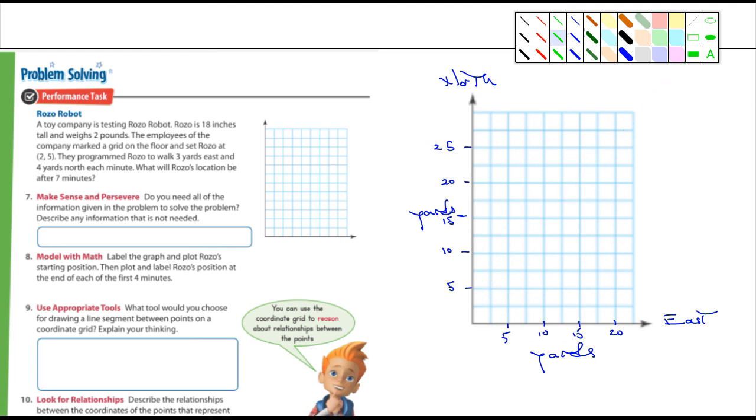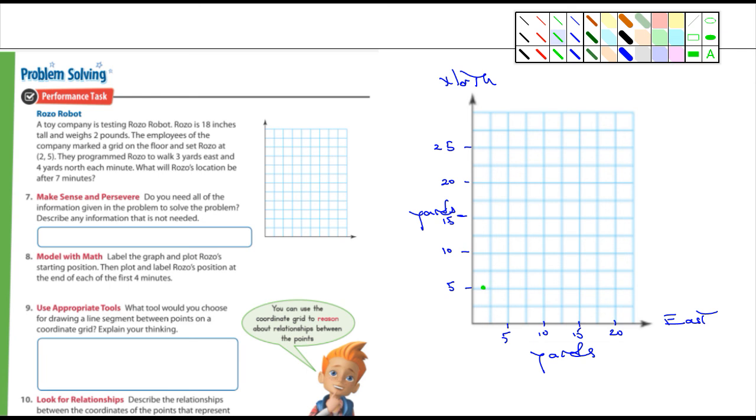So sometimes you have to look at these and think about how far something is moving on a particular graph, and that'll help you determine the increments that you use on the X and Y values. So 5 yards makes the most sense. So they set him at 2, 5. Well, I'm going to go to 2, 5. So 2 would be, I don't know, probably right about here. And 5 is right there.